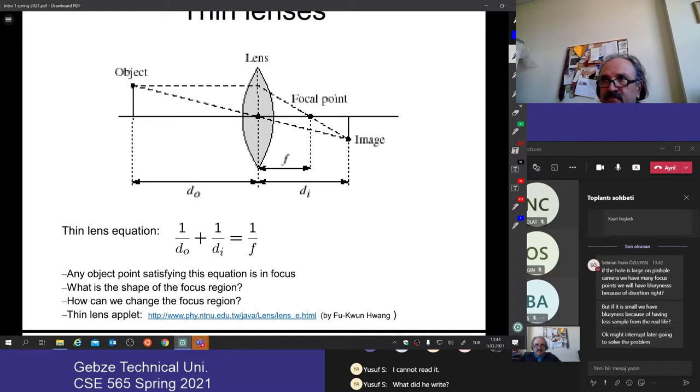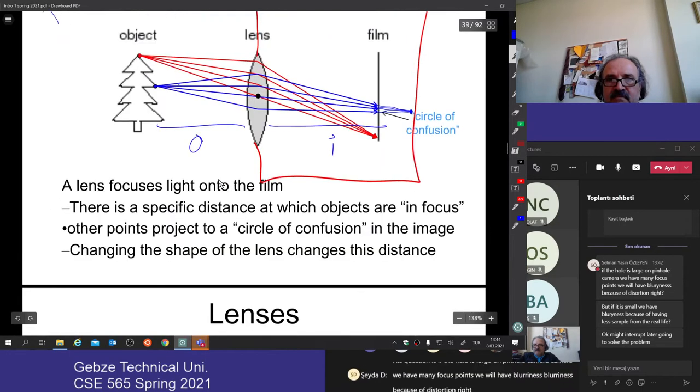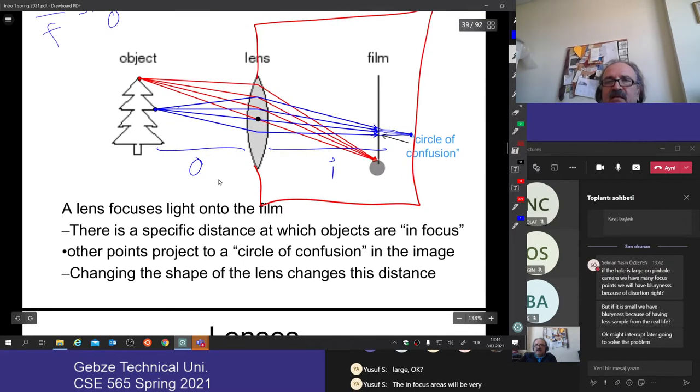His question is: if the hole is large on a pinhole camera, we have many focus points, so we will have blurriness because of distortion, right? But if it is small, we have blurriness because of having less sample from real life. Well, if you have a larger aperture, if the lens is large, the in-focus areas will be very nice.